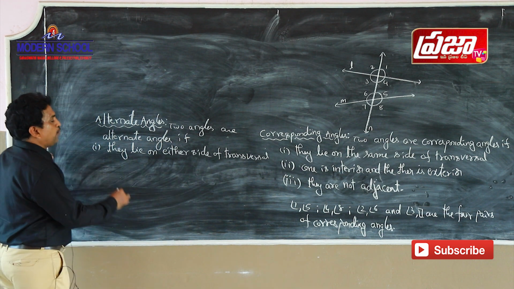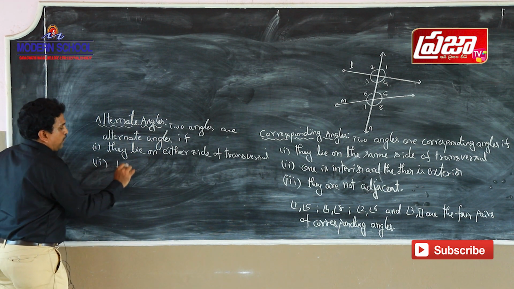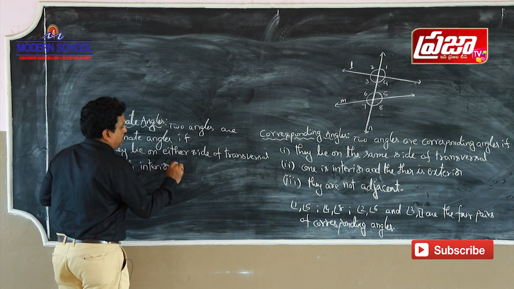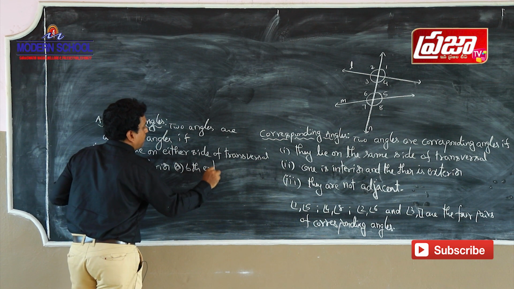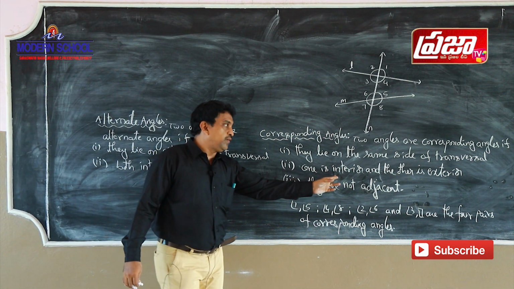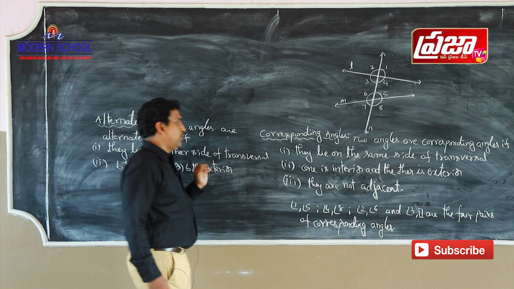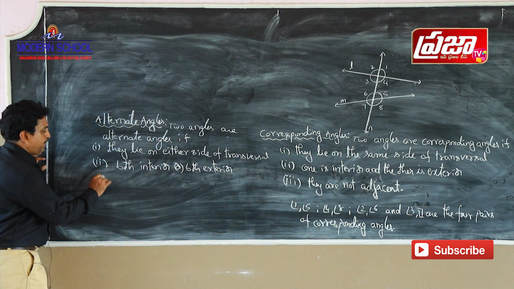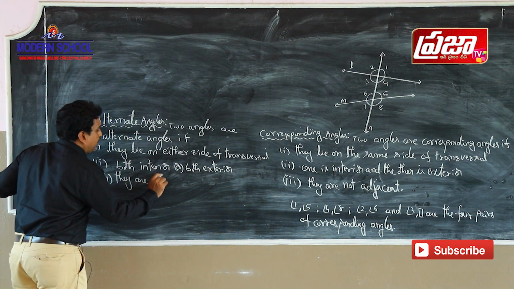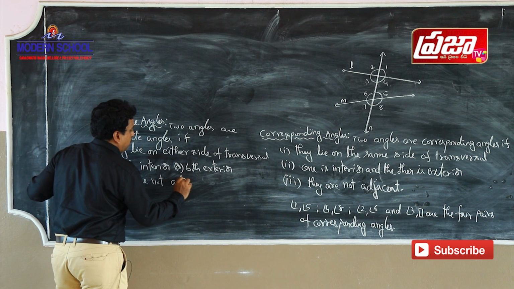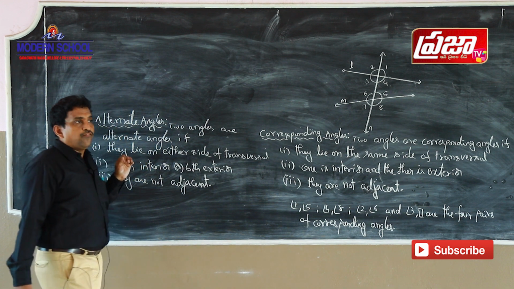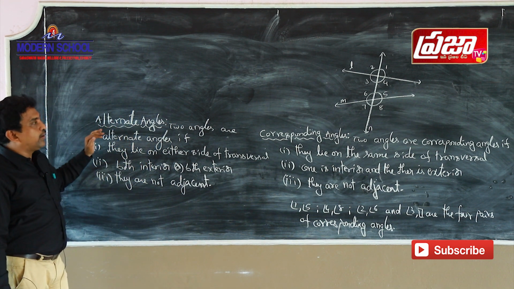transversal. And second point, both interior or both exterior. Both interior or both exterior. Here one is interior and the other is exterior. Third point is common for both. They are not adjacent. So if you observe these 3 points, you can recognize alternate angles in an easy way.